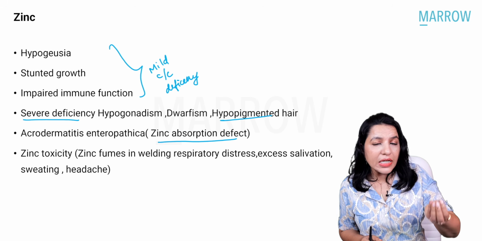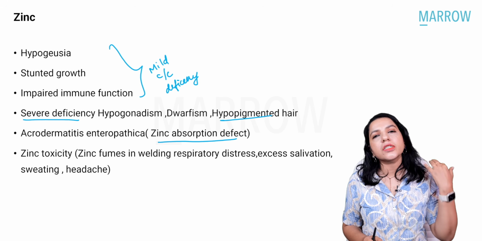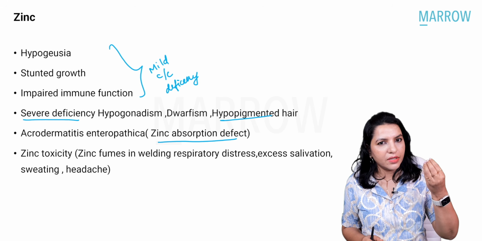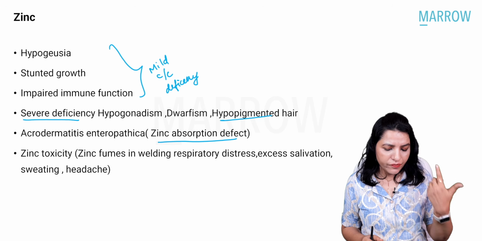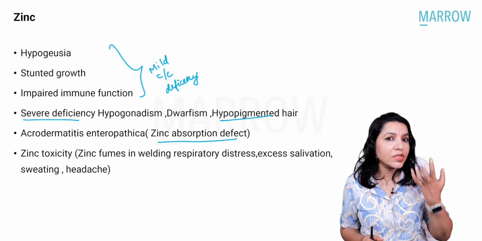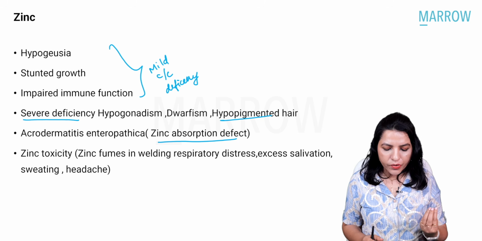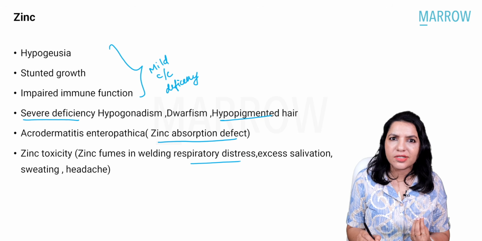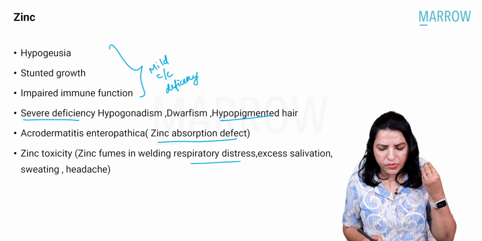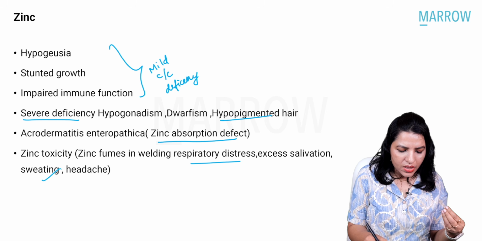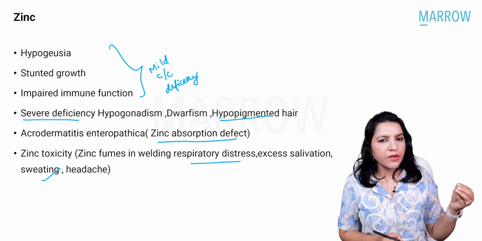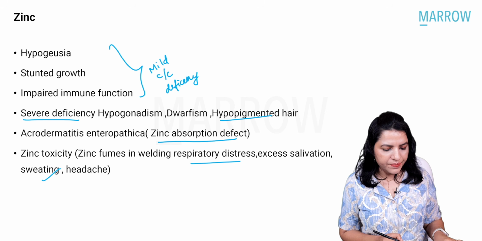Then about zinc toxicity. Zinc toxicity is common in welding, like people who use welding machines, where we can see they are exposed to zinc fumes. So zinc fumes cause respiratory distress. It is an occupational disease which causes respiratory distress, excess salivation, sweating and headache. So these are features of zinc toxicity.